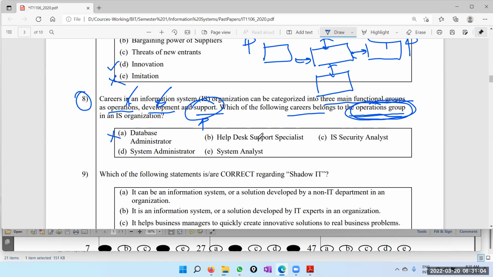Okay. Help desk support specialists. So they are support, right? They are support and not operations, because they are help desk support specialists. Security analyst. Now, are they support to operations?